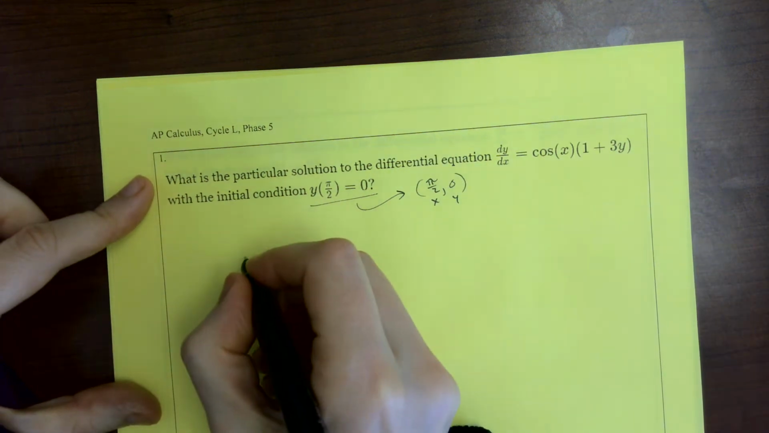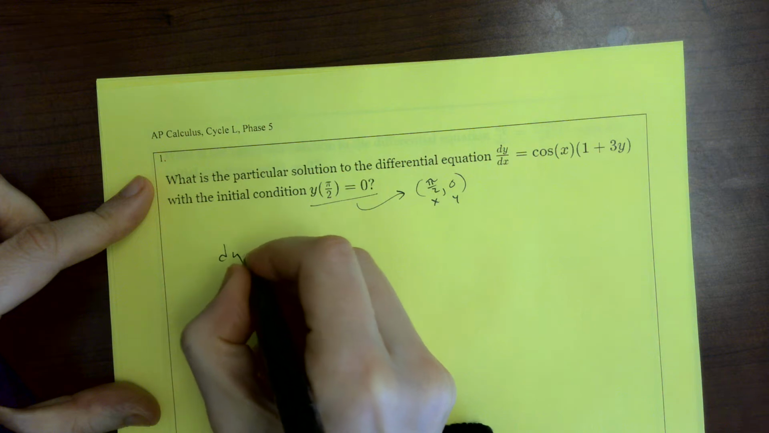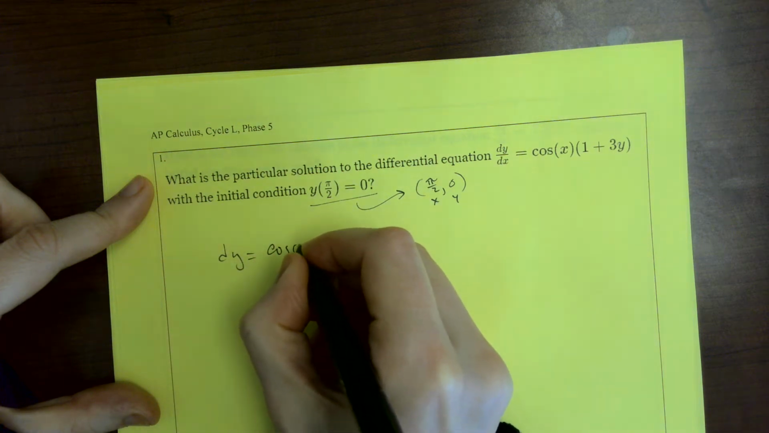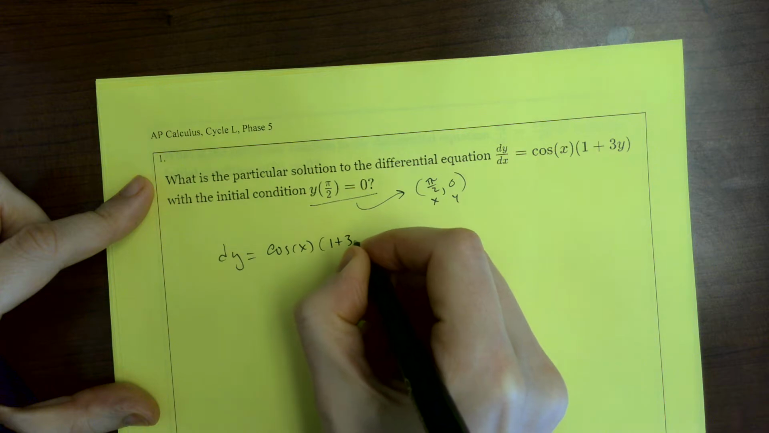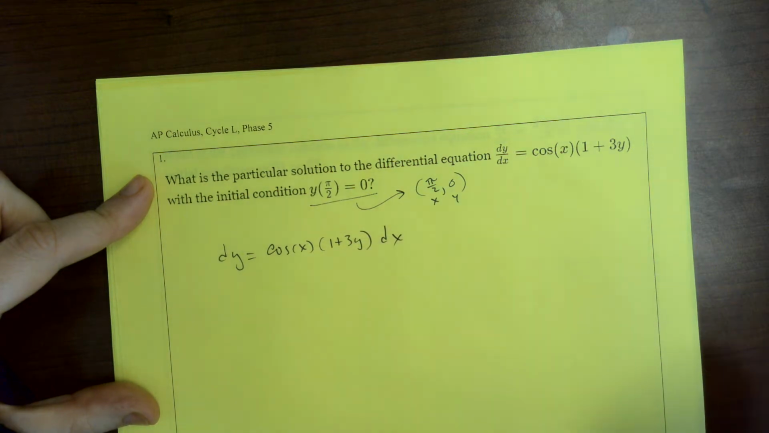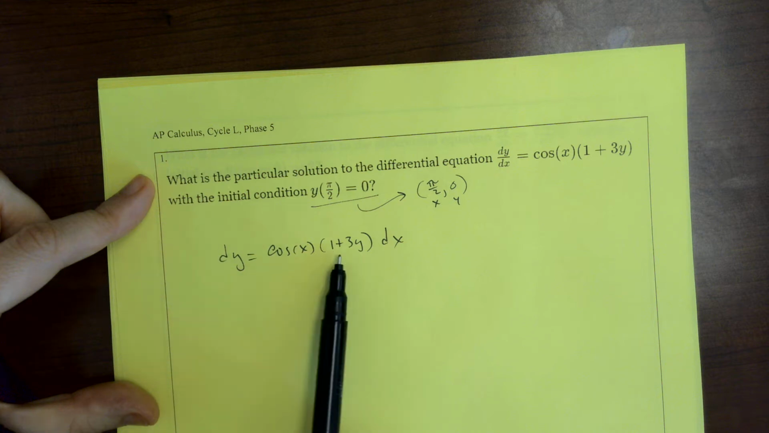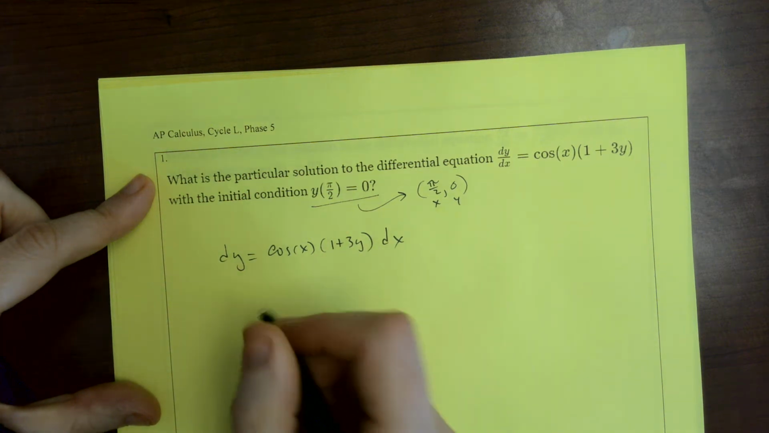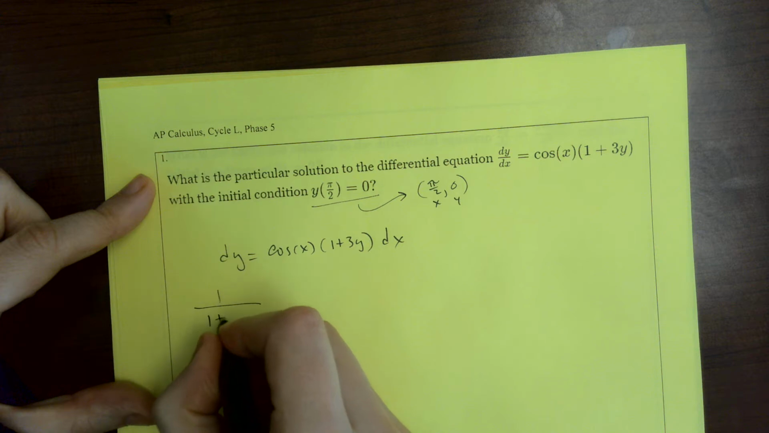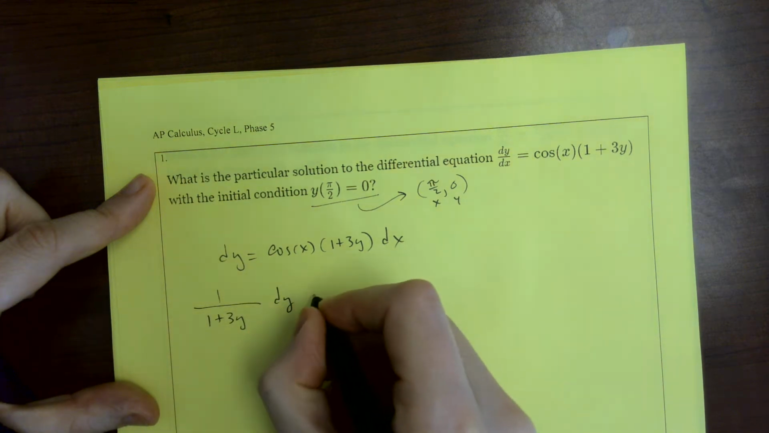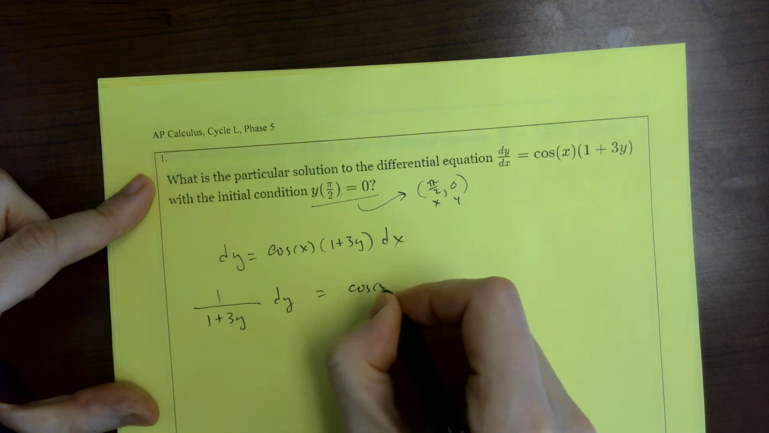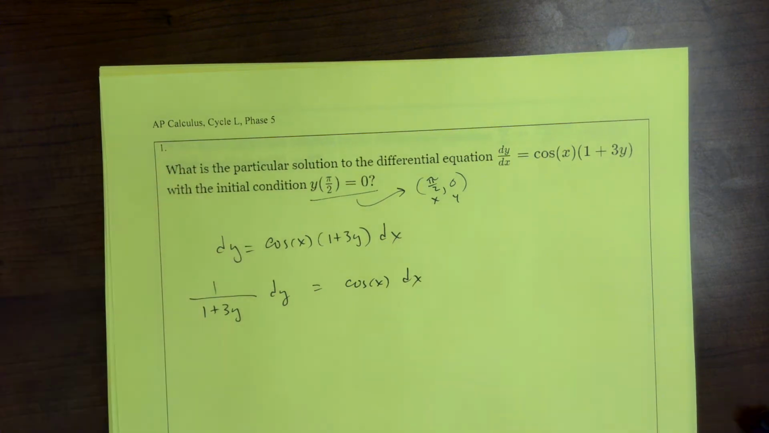All right, so first I'll cross multiply. So dy is cosine of x times (1 plus 3y) dx. Then I've got to get the y's on this side, so I'm going to divide both sides by this binomial. So this is 1 over (1 plus 3y) dy equals cosine of x dx. Okay. Then what you've got to do is take the antiderivative of both sides. So that would be an integral.